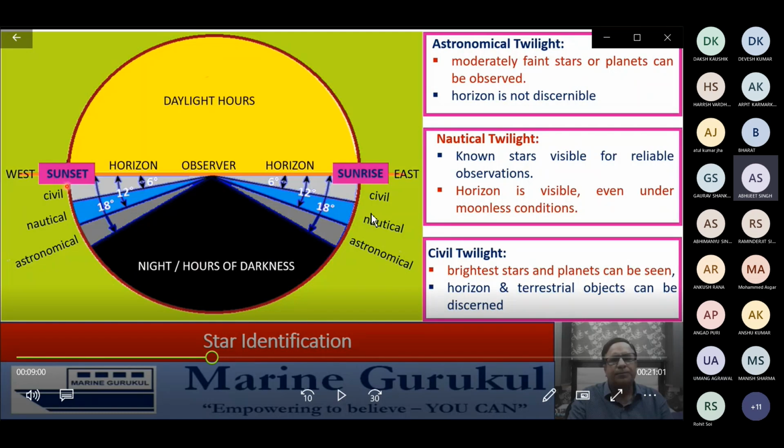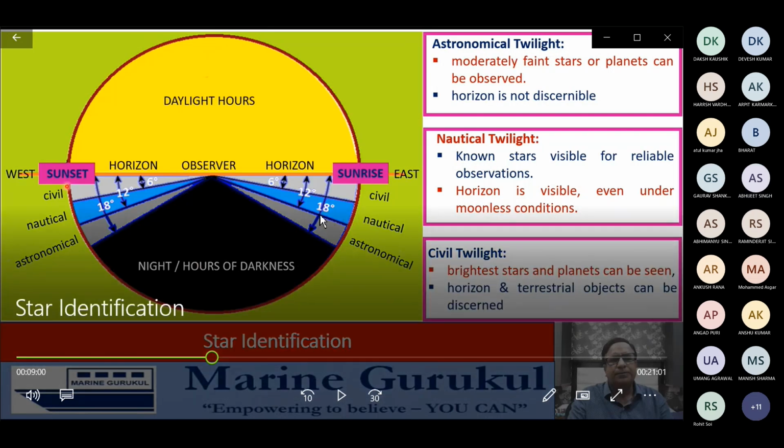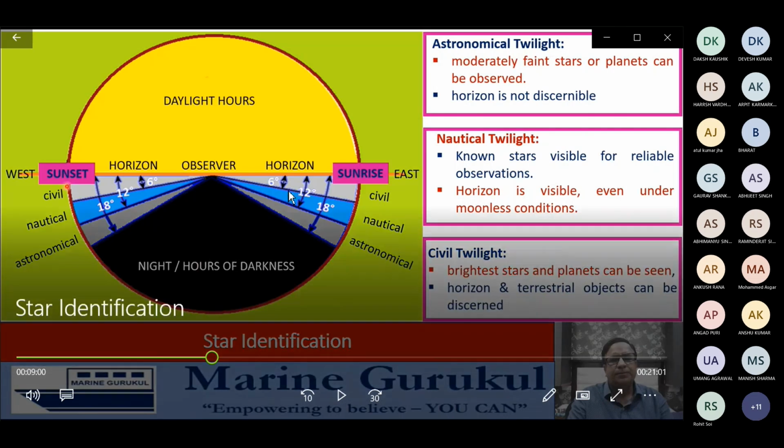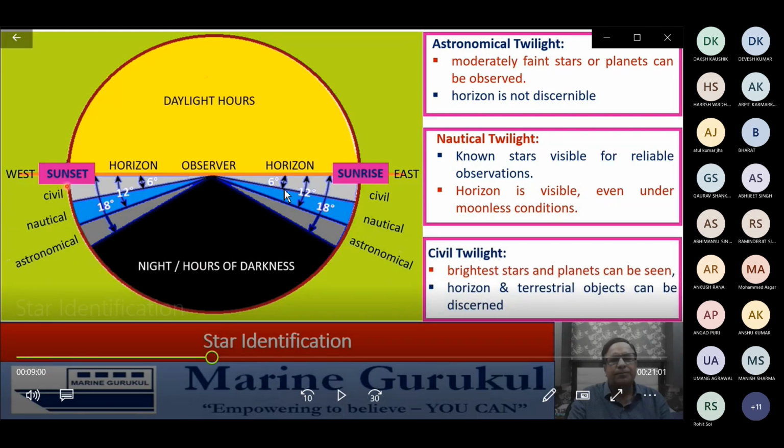Sir, one thing, nautical twilight is best for taking sights, right? Not nautical twilight, I'll tell you. The best period for taking sights in the morning is from the commencement of the nautical twilight, which happens when the sun is 12 degrees below the horizon, to the commencement of the civil twilight, that is when the sun is 6 degrees below the horizon.